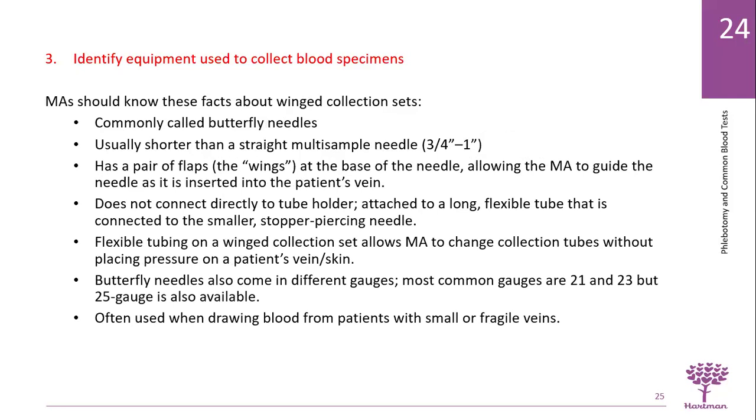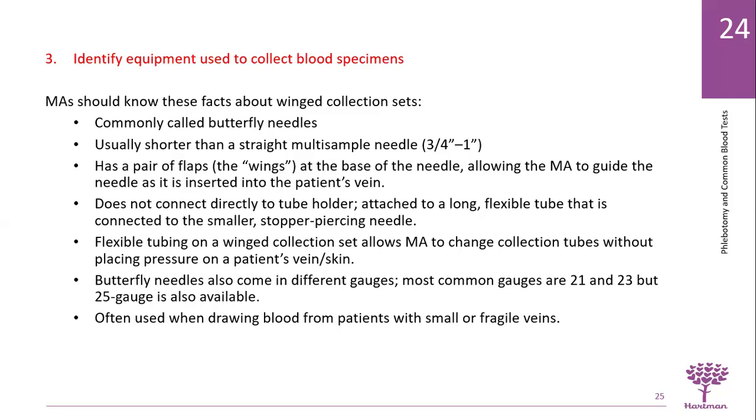Now, here are some facts about winged collection sets, commonly called butterfly needles. They are usually shorter than a straight multi-sample needle, 3/4 to 1 inch. They have a small flap at the base of the needle, allowing the phlebotomist or medical assistant to guide the needle as it is inserted into the patient's vein. It does not connect directly to the tube holder. Wing collection, you'll get a chance to see that in lab. It has flexible tubing, which allows you to change collection tubes without placing pressure on the patient's vein or skin.